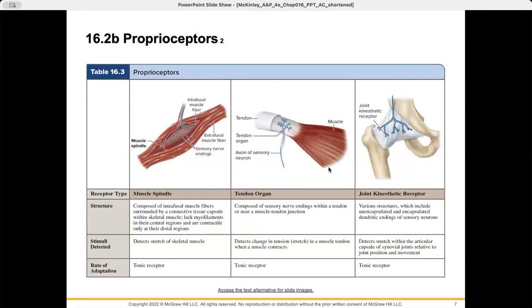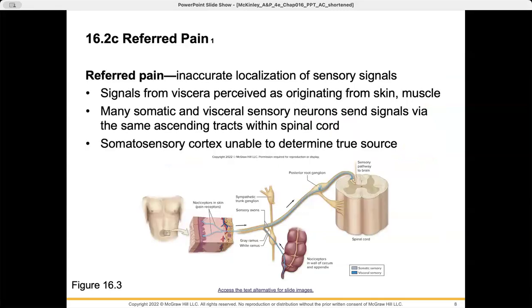We already looked at proprioceptors in the previous chapter, but we know that the two main ones are going to be muscle spindles attached to muscles and Golgi tendon organs attached to tendons. And these are going to help us from overstretching or overcontraction of the muscle. There is a concept relating to our interoreceptors, specifically nociceptors, where we have something called referred pain. This is inaccurate localization of sensory signals. And this is where we're going to get some terms like dermatomes and other things, which we're not going to go through in this class.